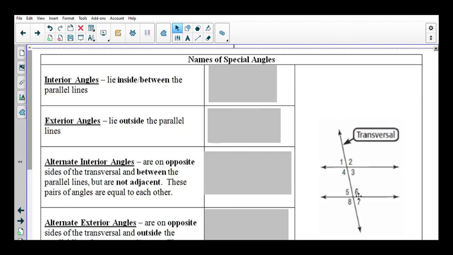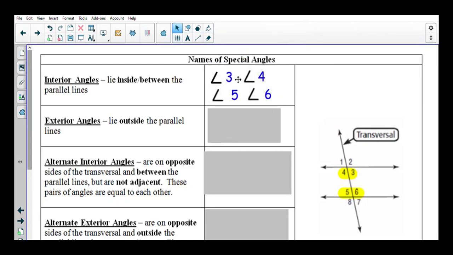So let's talk about interior angles. Interior means inside. If you're an interior designer, you're decorating the inside of a home. Interior angles lie inside or between the parallel lines. So I'm going to highlight those, and I'll have to kind of keep erasing this as we go. These are the angles that are between the parallel lines. So those will be angles 3, 4, 5, and 6. Those will be our interior angles.